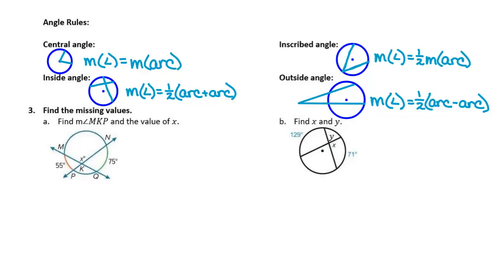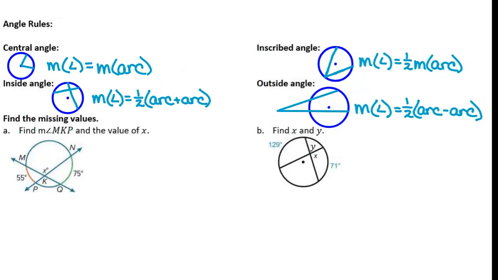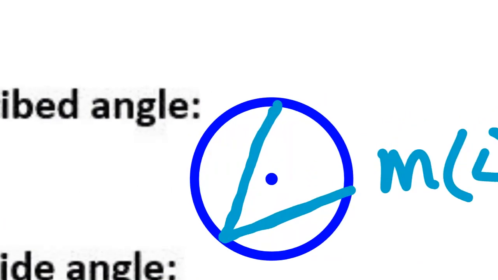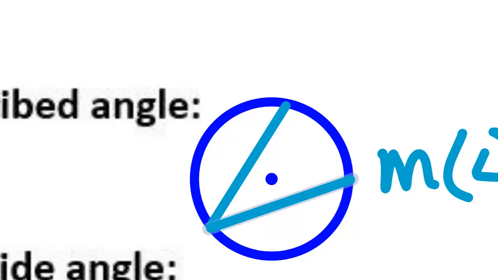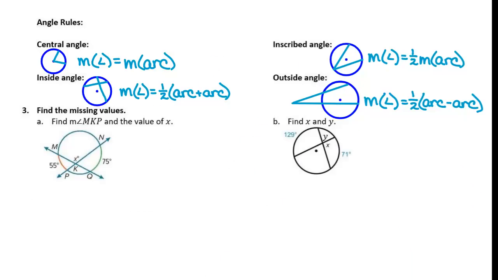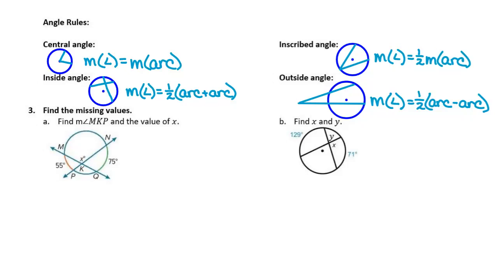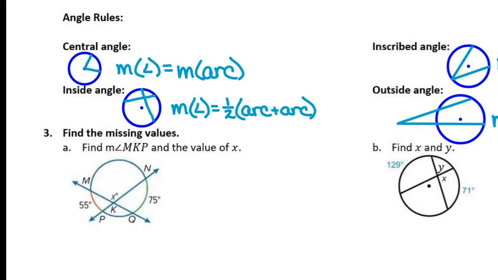So much of this depends on where the vertex of the angle is. Is the vertex of the angle at the center of the circle, on the circle, inside the circle but not at the center, or outside the circle?